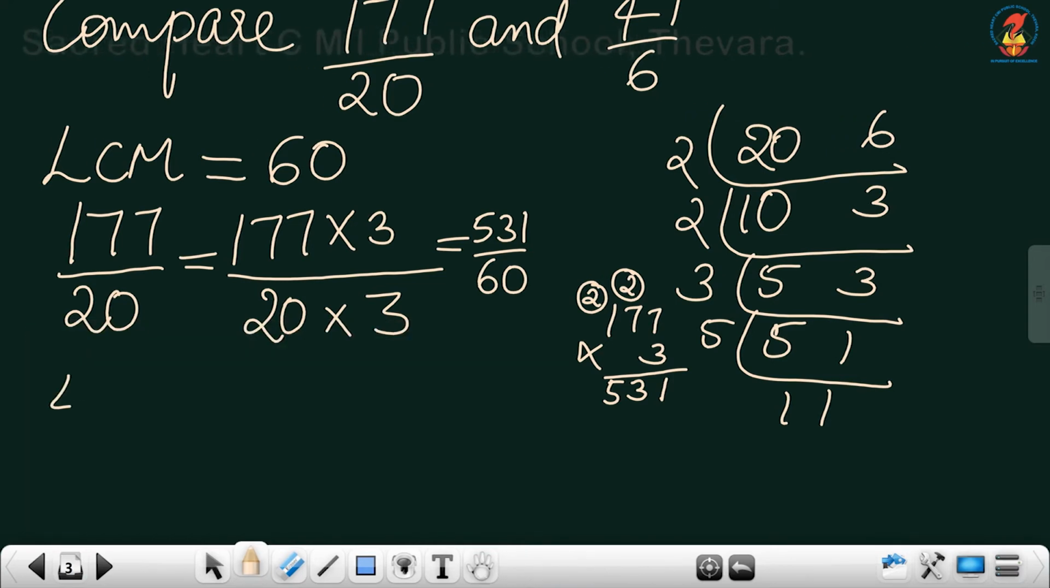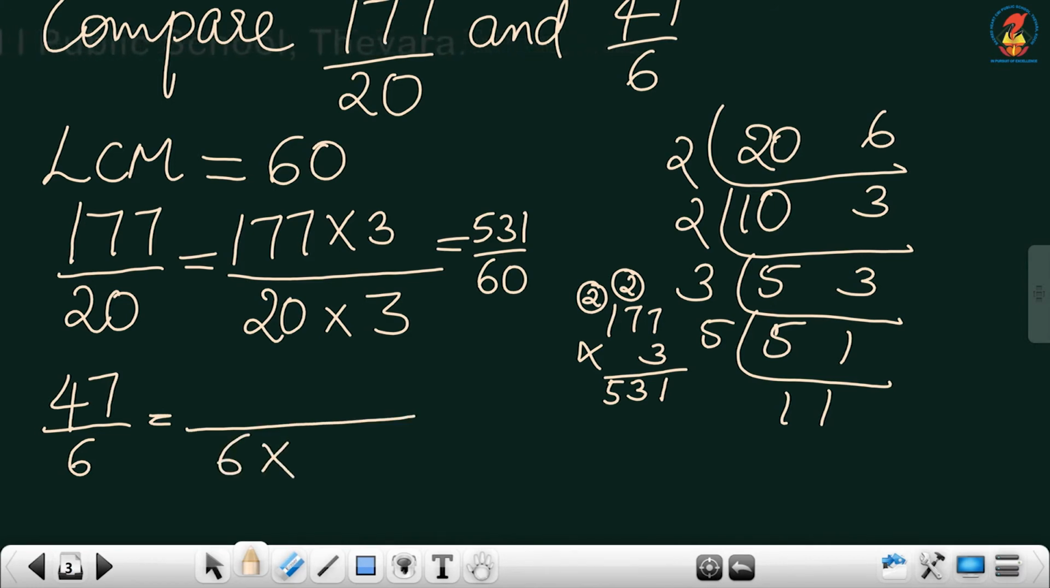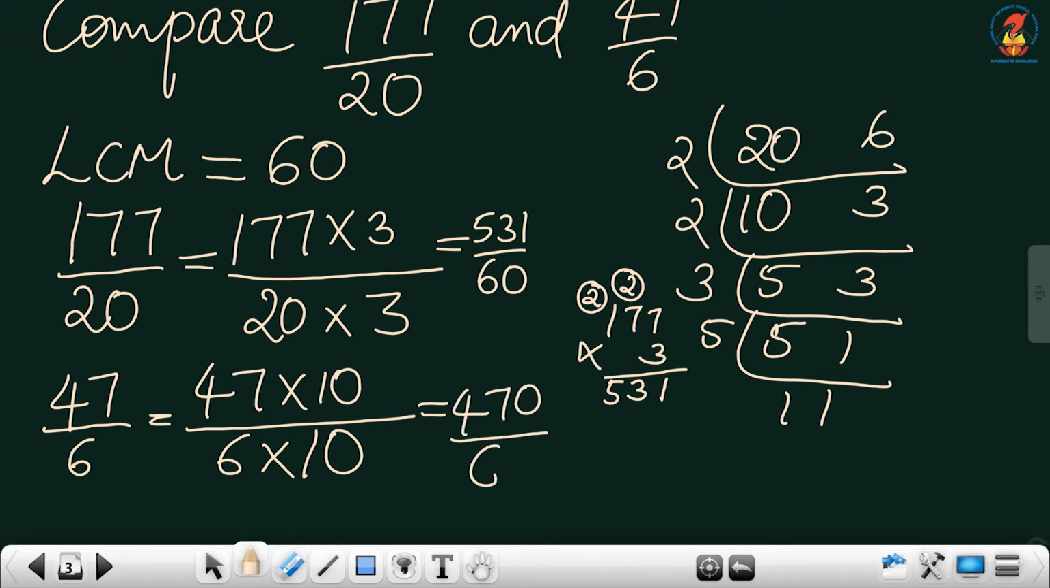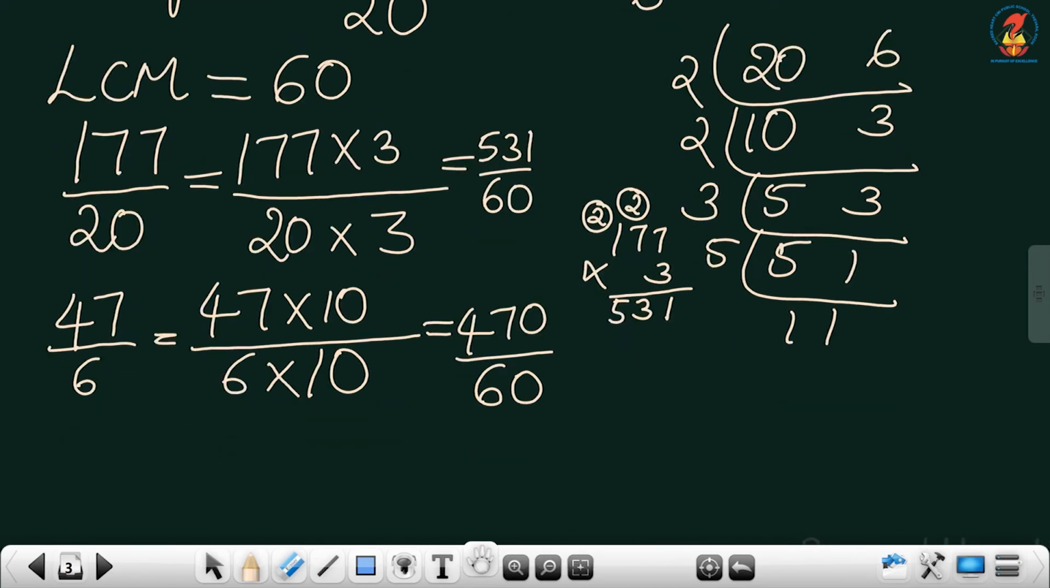Now take the next fraction, 47 by 6. And think, 6 into which number will give the answer 60? 6 into 10 will give the answer 60. So multiply 10 to the numerator also. So what will you get? 470 by 60. Now we got two like fractions.